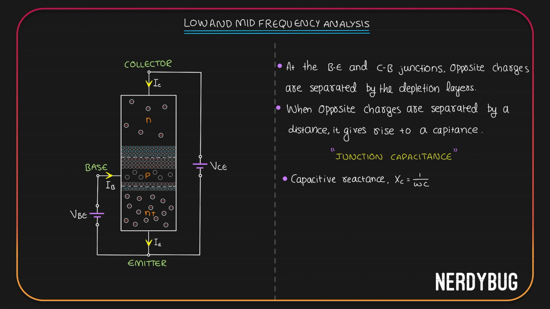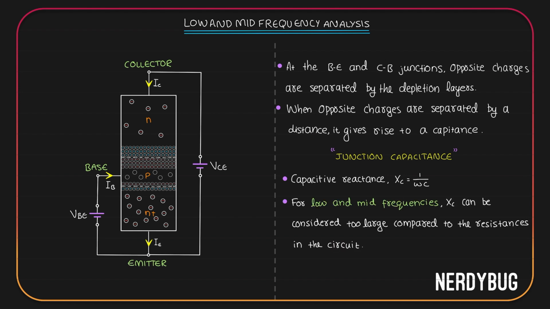Here's how we'll be applying this idea in our analysis of the common emitter amplifier. If we take that our signals are of low and mid frequencies, then the capacitive reactances can be considered too large when compared to the other resistances we'll be adding in the circuit. And therefore, they will have negligible effect in the circuit and we'll be completely ignoring them. So basically, when we say low and mid frequency analysis, we mean that we are not going to acknowledge the presence of any junction capacitance.